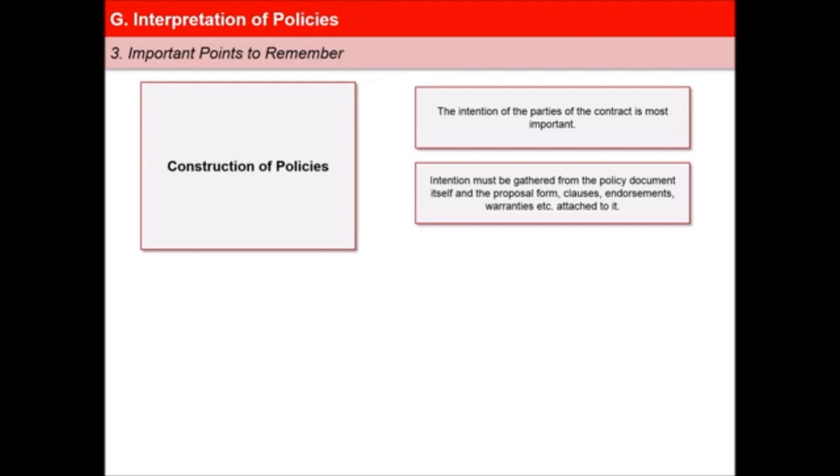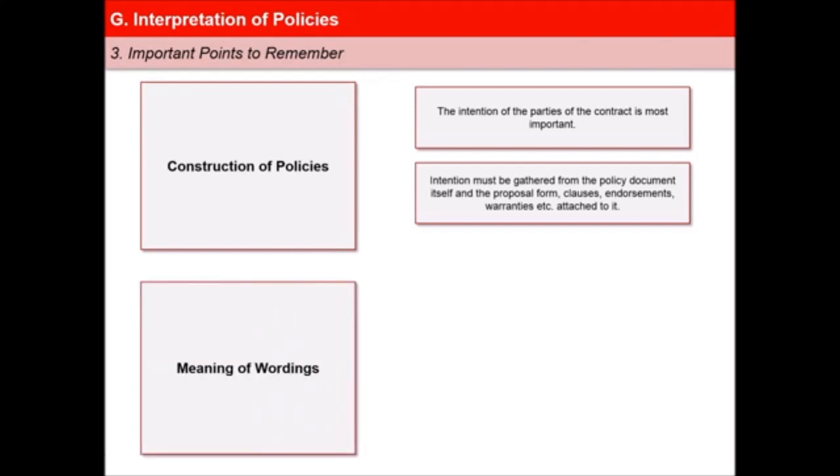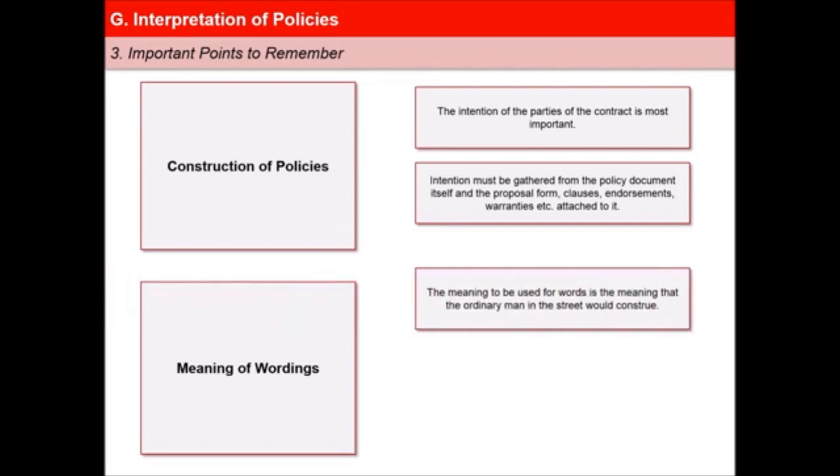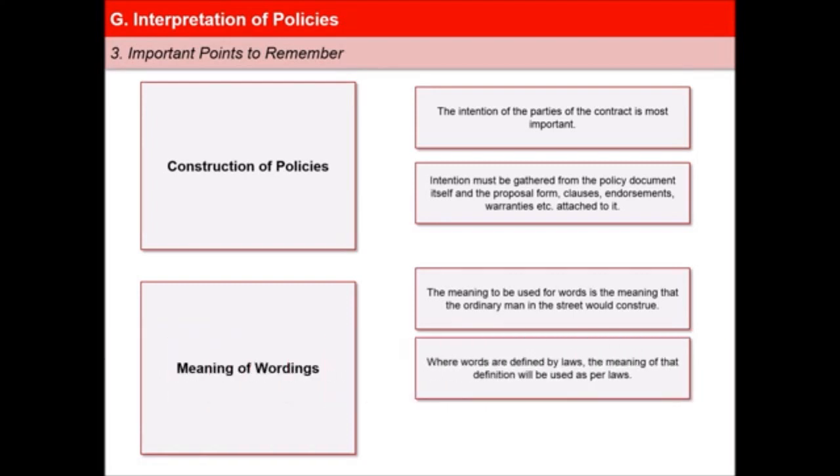Next, we will learn about the meaning of wordings. The meaning to be used for words is the meaning that the ordinary man in the street would construe. On the other hand, words that have a common business or trade meaning will be construed with that meaning unless the context of the sentence indicates otherwise. Where words are defined by laws, the meaning of that definition will be used as per laws.